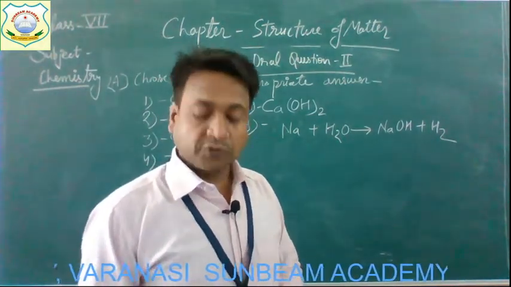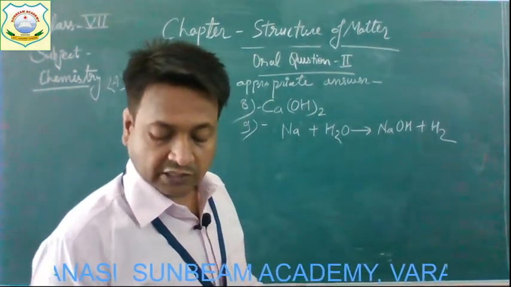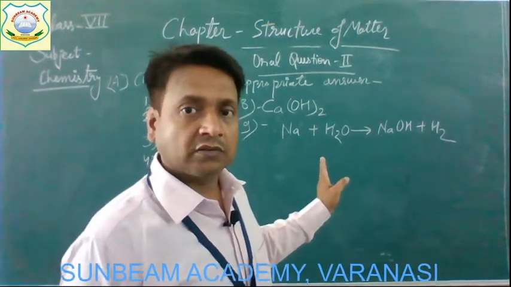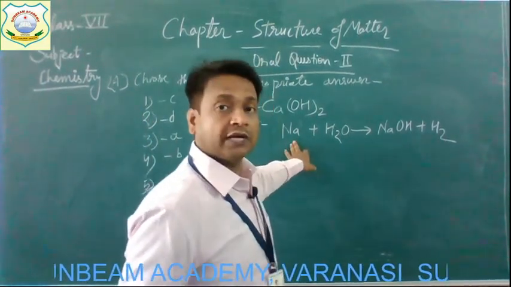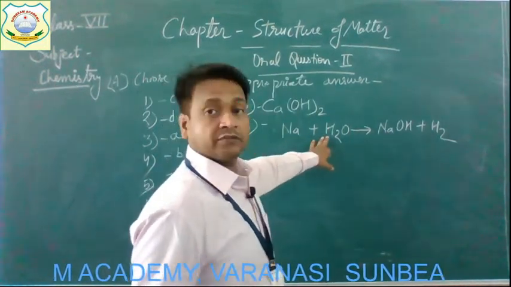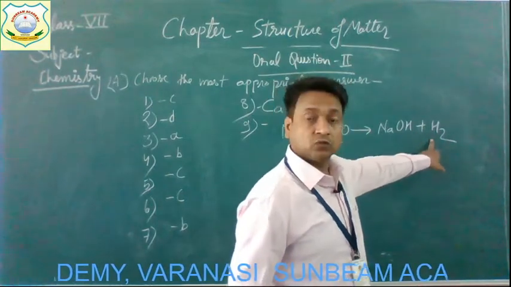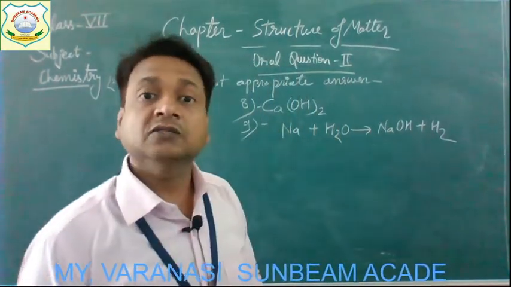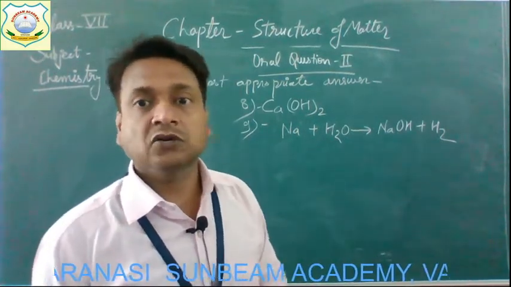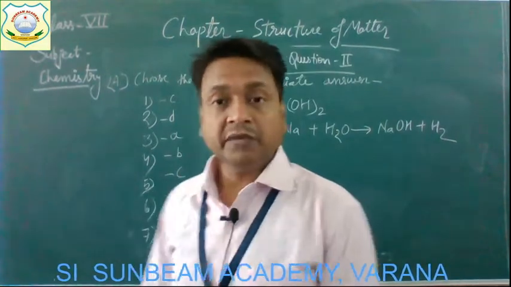So the options are given: the first is it is correct, and the second is it is incorrect since it is not balanced. So find out whether it is balanced or not. Sodium: left side 1 and right side 1. Hydrogen atoms on the left side: 2. Hydrogen atoms on the right side: 1 plus 2, 3. So we can say that it is not balanced. That is why it is incorrect since it is not balanced. Okay children, so option B will be correct.